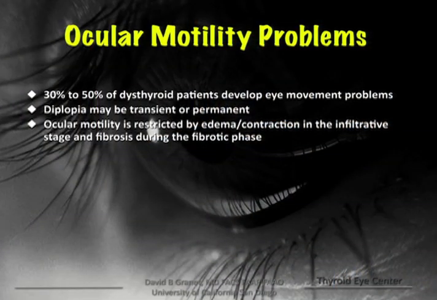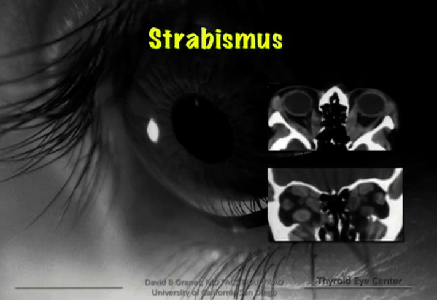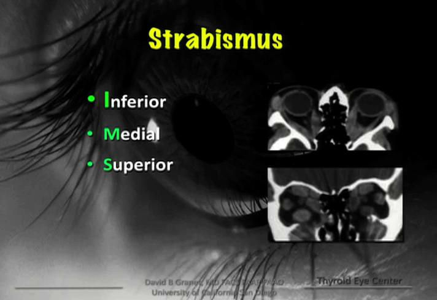So you get all these extraocular motility problems, and depending upon how you look at it, 30 to 50% of people will develop some sort of eye movement problem. That doesn't mean something has to be done. That just means even little stuff. We call any misalignment of the eyes strabismus. And there's an order to the muscles in strabismus that get involved, typically the inferior, then the medial, then the superior, the lateral, and the oblique.